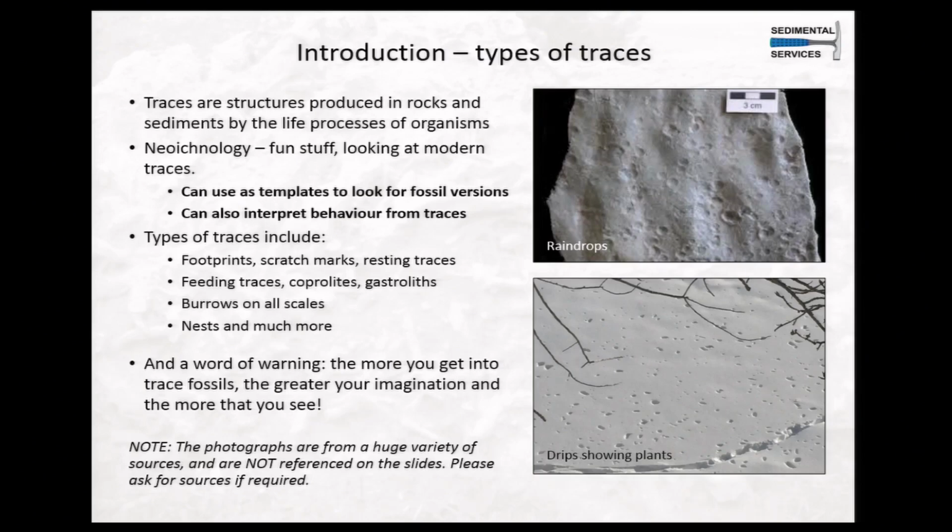Some of the traces that we might see and that I'm going to talk about today, the obvious ones, are footprints, scratch marks, and perhaps resting traces where animals have rested or lain down in the past. There are also feeding traces, coprolites, so dinosaur poos, and gastroliths, which are inside animal stomachs, burrows on all scales, nests, and various other kinds of fossils that we're going to look at during the talk.